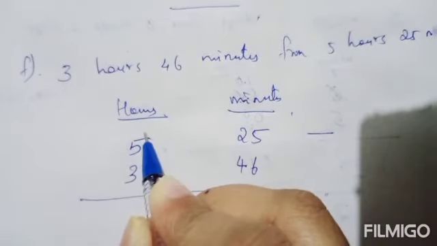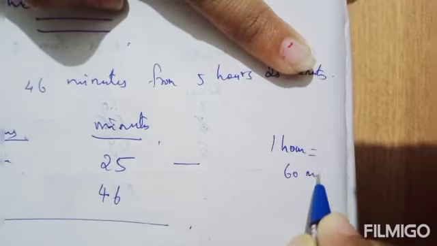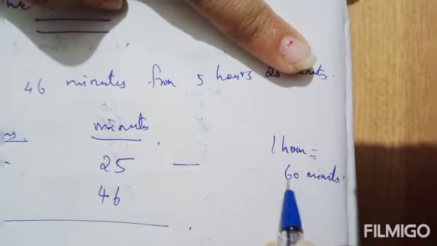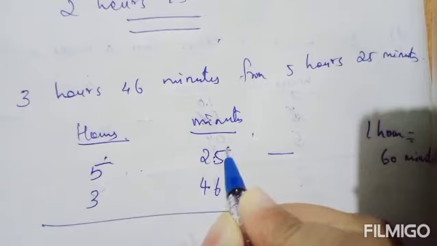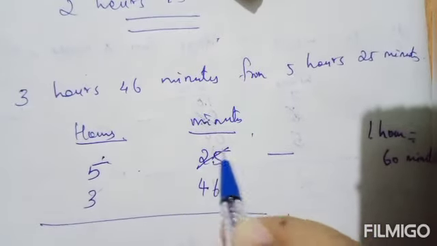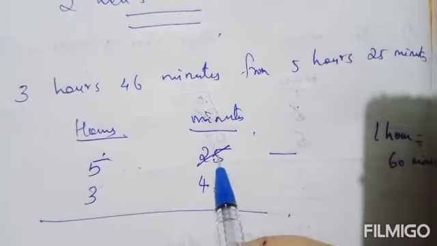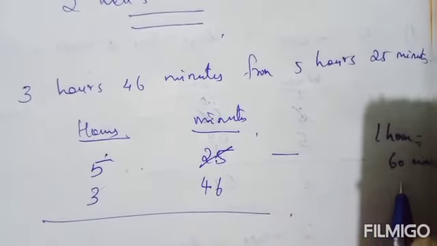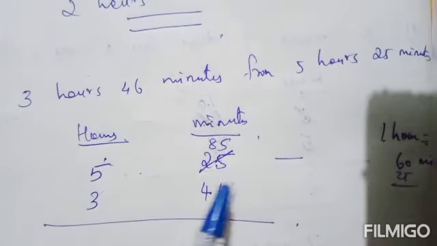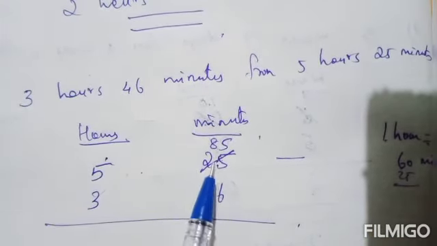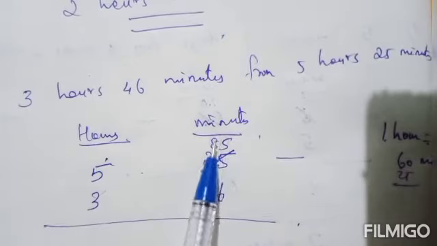Take 1 hour. You know it is 60 minutes. So 1 hour, that is 60 minutes, you are taking to the minutes column. So here 25 will be 60 plus 25. Add this 1 hour, that is 60 minutes, to this 25. So what will you get? 60 plus 25, you will get 85 here. Okay, this will be 85. To 25, when we add 1 hour, that is 60 minutes, you will get 60 plus 25, 85 minutes above.